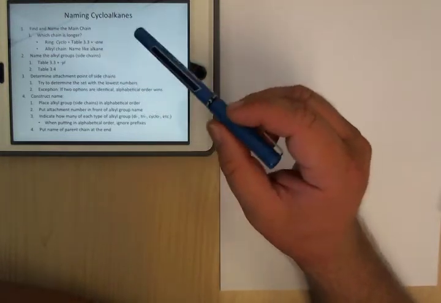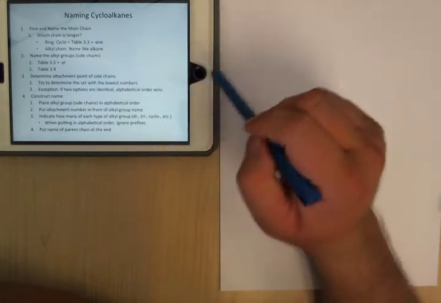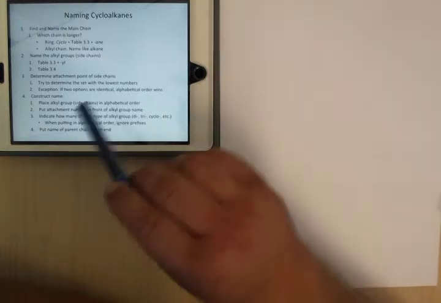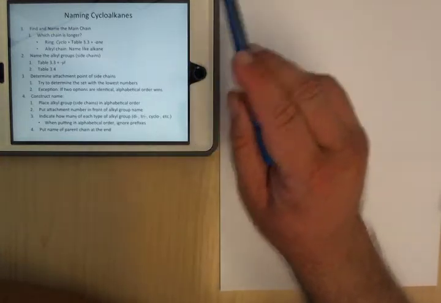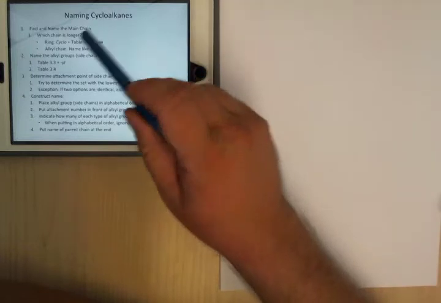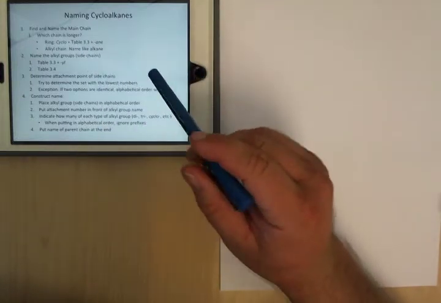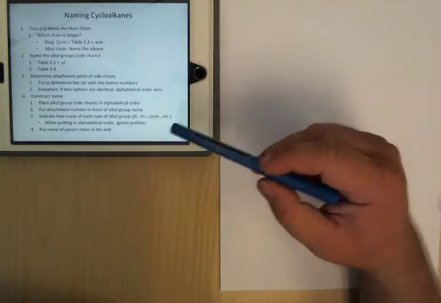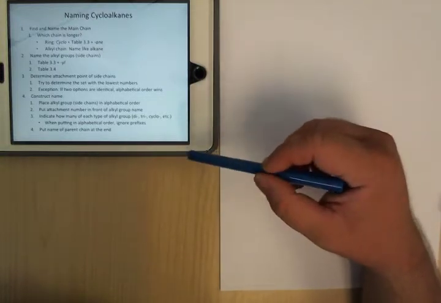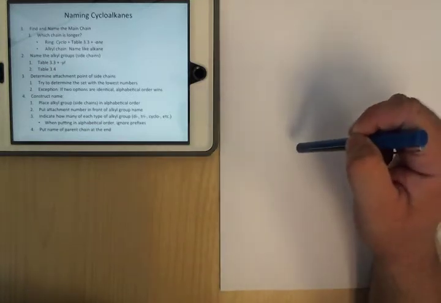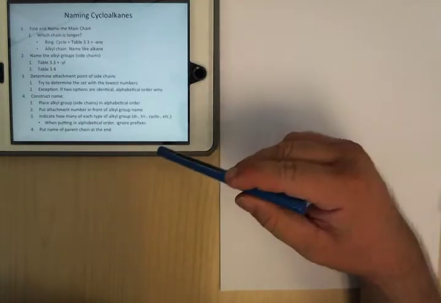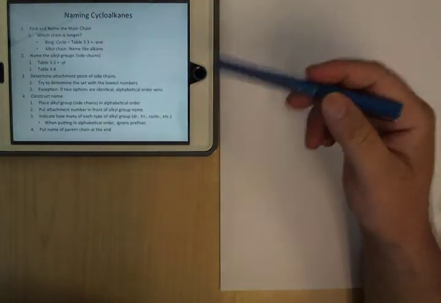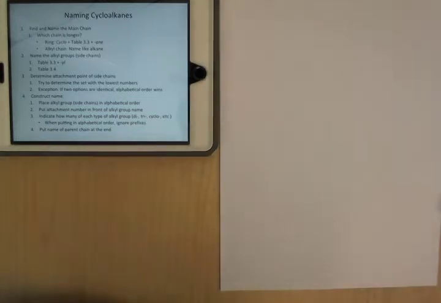If it is going to be the ring, to indicate that it's cyclic, we put cyclo in front of it. So hexane would be six in a row, straight. A cyclohexane would be six carbons in a ring. So that's going to be the main chain. The only caveat is if the straight chain is longer than the ring, then the straight chain is going to be the main chain. It has to be actually longer. Most times that's not the case, but it comes up every once in a while.